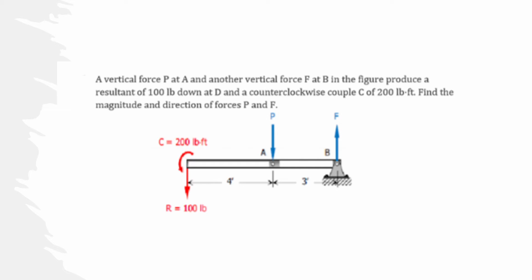So the next problem: a vertical force P at A and another vertical force F at B in the figure produce a resultant of 100 pounds down at D and a counterclockwise couple C of 200 pound-feet. Find the magnitude and direction of forces P and F. So we are given the diagram along with the problem.